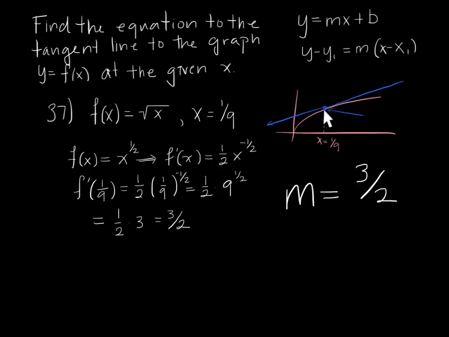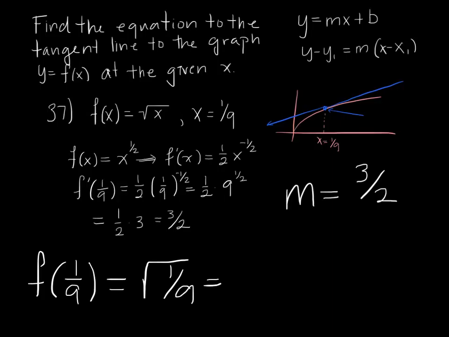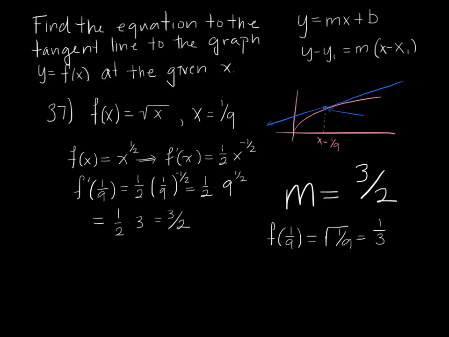So the y value that corresponds to this point here is what we get when we plug in the value 1/9 to the function. So next we need to evaluate f of 1/9 to get the y value of the point on the line. And we're looking at square root of 1/9, which equals 1/3. All right, so the point that we're going to use is the point 1/9, 1/3. This is the point on the line. Specifically, it's the point on the tangent line.